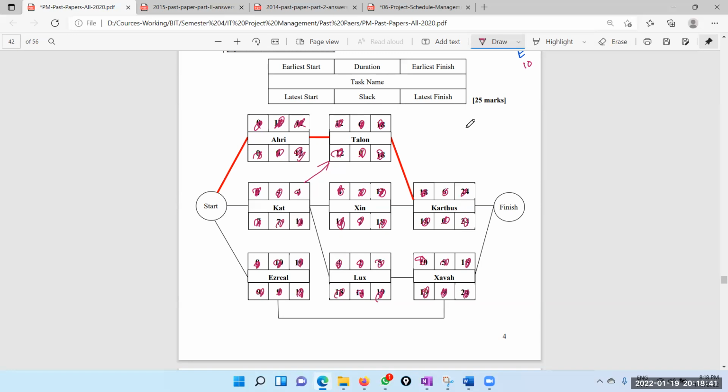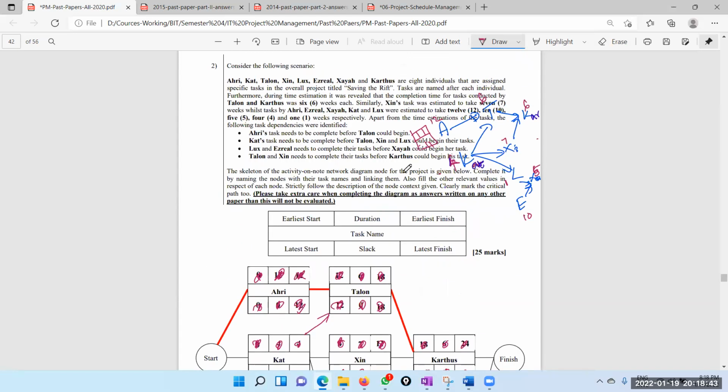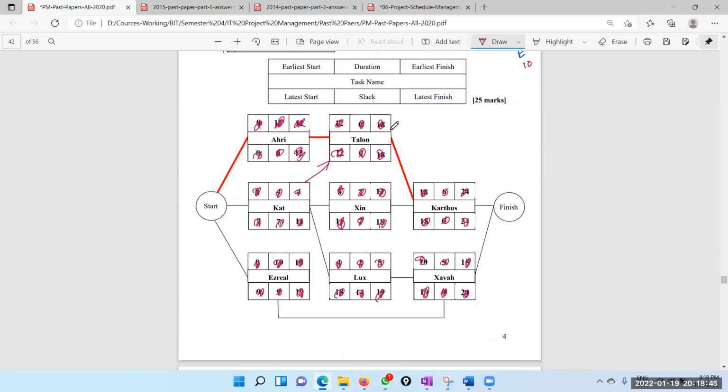So durations we already identified, right? Duration. So therefore I'm going to unhide the duration. So duration is here. That is something they have given us. So first of all, you have to write down the duration. That is your starting point. Okay. That is your starting point. Now we can start.